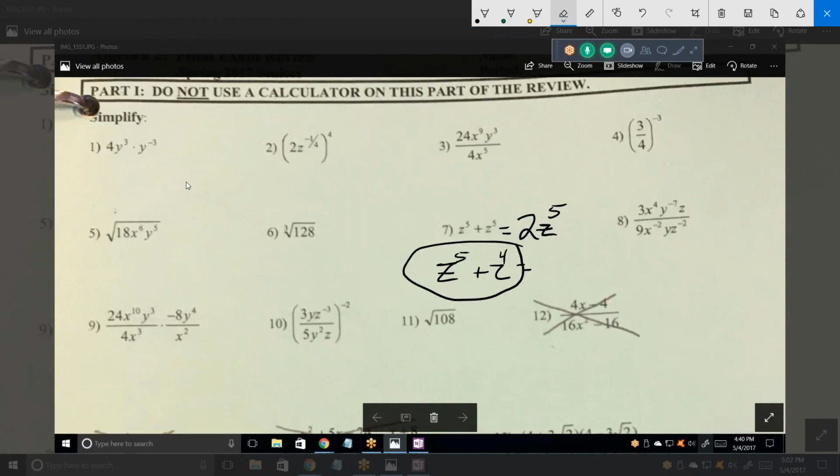So when you're adding or subtracting, you can only add or subtract like terms. That's why I could add z to the 5th plus z to the 5th, but I could not add z to the 5th plus z to the 4th. Z to the 5th and z to the 4th are not like terms. So I cannot add them together.